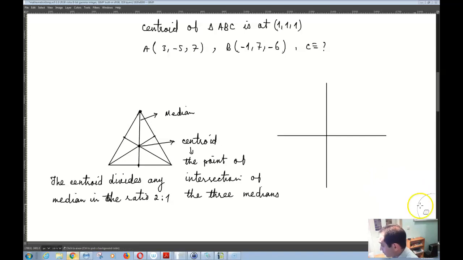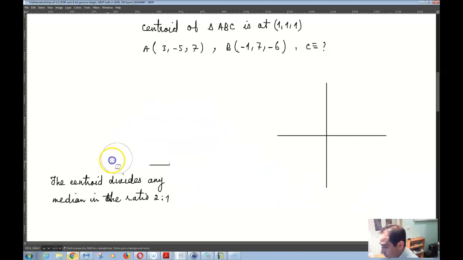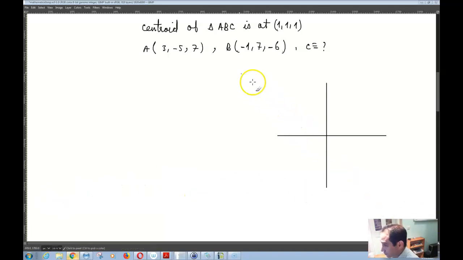So what that means is that your triangle is at this point X, Y, and Z. 3, -5, 7 would be 1, 2, 3, then -5 would be 1, 2, 3, 4, 5, and 7 would be over here, 1, 2, 3, 4, 5, 6, and 7. This is the point A, for example.